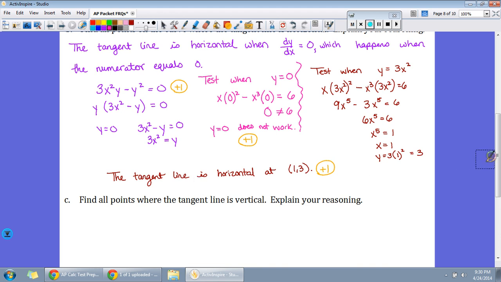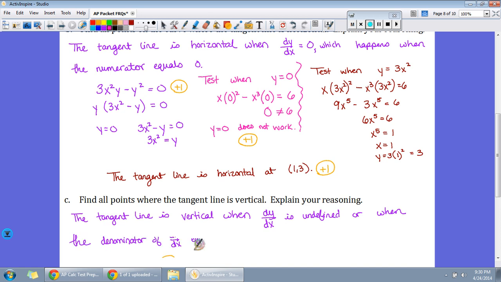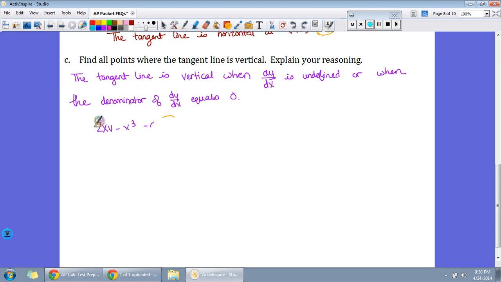For all points where the tangent line is vertical, it's similar reasoning. The tangent line is vertical when dy/dx is undefined or when the denominator of dy/dx equals 0. So we're going to set the denominator of our derivative equal to 0, factor out an x, and then x can equal 0 or 2y minus x squared can equal 0, and solve for y.